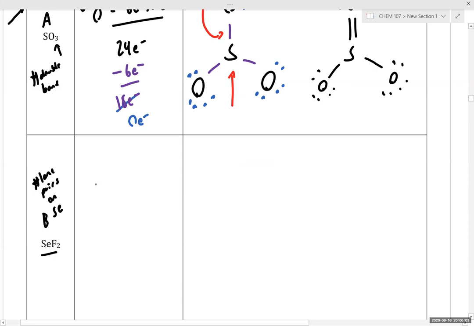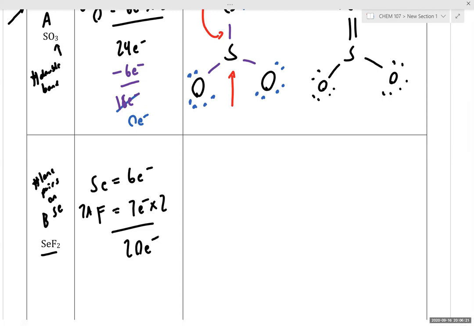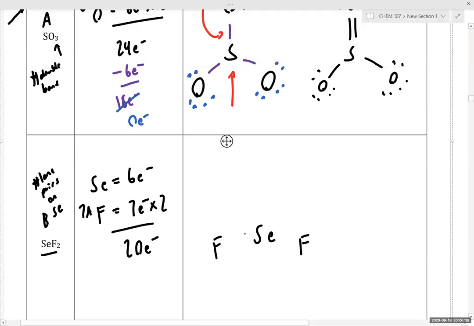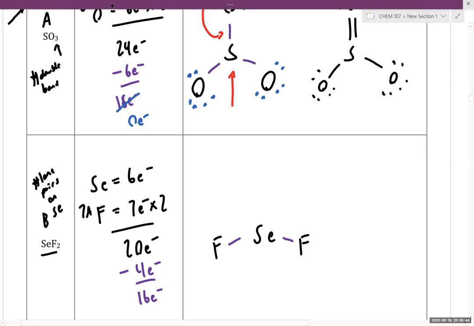So for selenium difluoride, selenium has 6 electrons. Fluorine is a 7A element, contributes 7 electrons, and we have 2 of them. That gives us 20 electrons total. So what's our least electronegative atom? Selenium, exactly right. So we put selenium as our central atom. We surround it with our 2 fluorines, and now we form 1 bond each. We use up 4 electrons, so we have 16 electrons remaining.